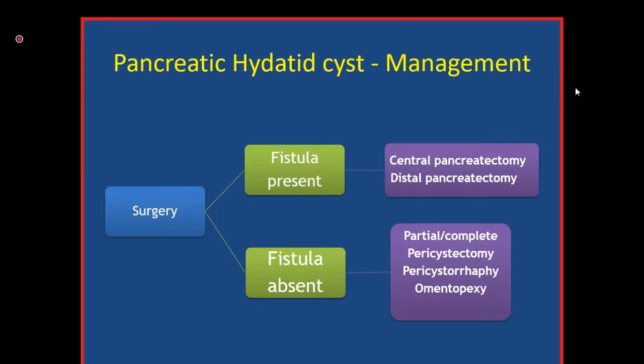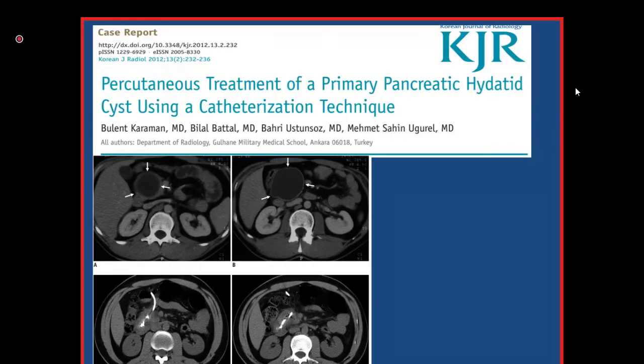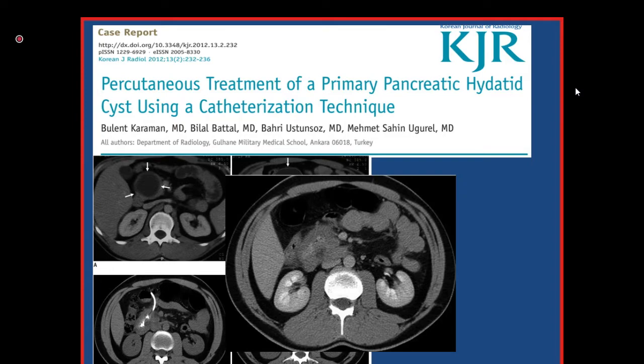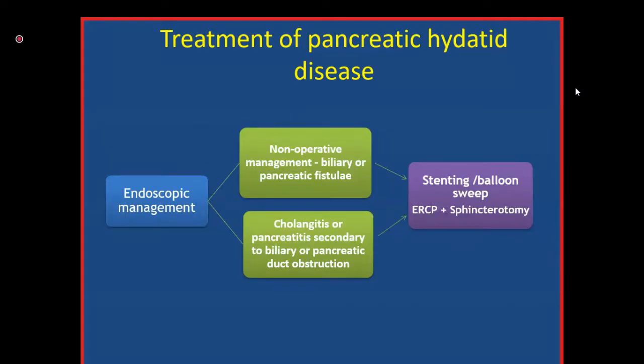In surgery, if a fistula is present, a central pancreatectomy or distal pancreatectomy is the treatment of choice. If fistula is absent, partial or complete pericystectomy or an omentopexy can be done. A few case reports of percutaneous treatment have also been reported, but it is very rarely practiced.